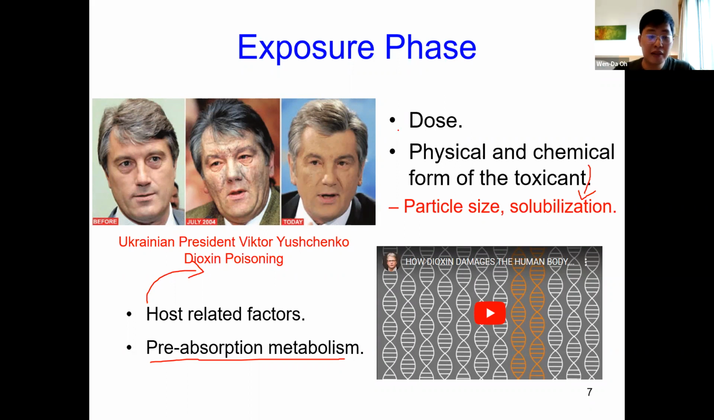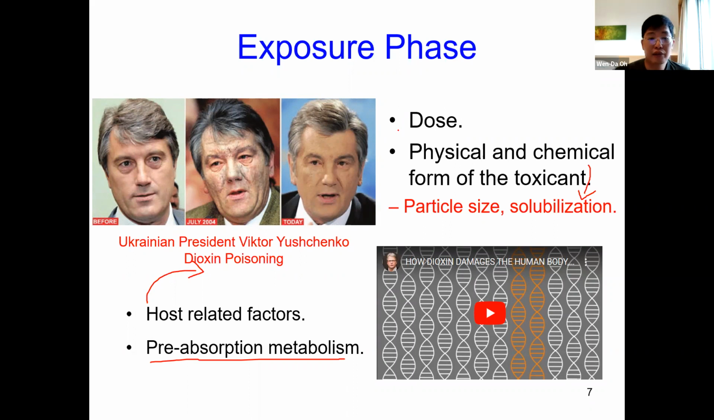Victor. Yeah, he suffered from something called dioxin poisoning. So he was exposed to dioxin through ingestion, right? He had a lot of political enemies, right? I think around 2000, if not mistaken, he was invited to a dinner, and then his enemy put some dioxin into his meal.